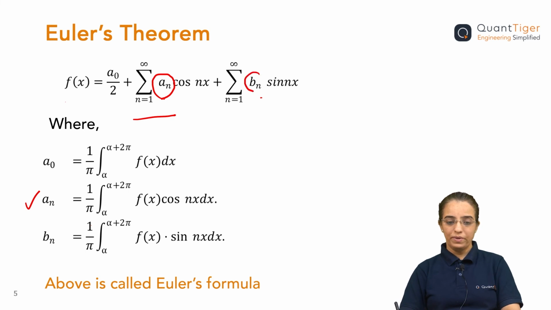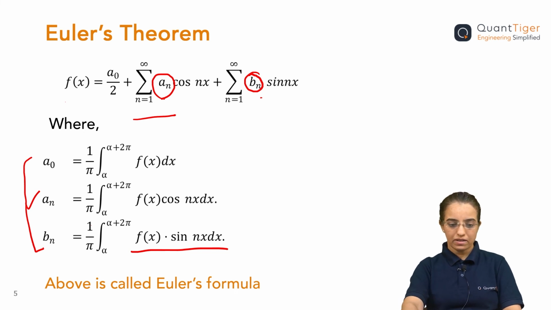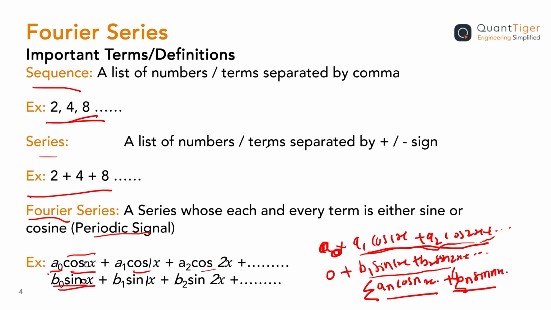Similarly, for bn which has come here, which is a constant, if we want to find its value then we will use this formula: 1 upon pi, within limit alpha to alpha plus 2 pi, we will be integrating this function. Now these are nothing but the different formulas, and together this is called Euler's formula or Euler's theorem. So you might have understood how we come to this formula.